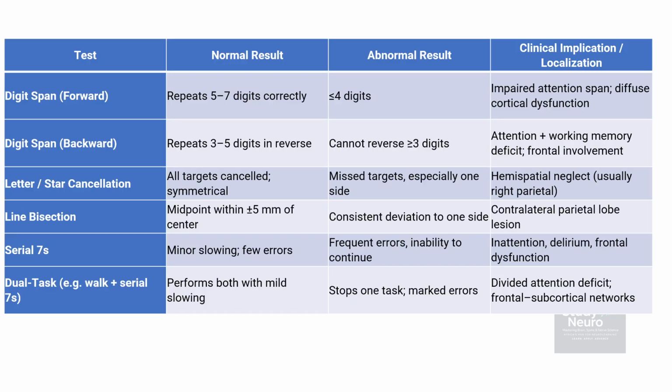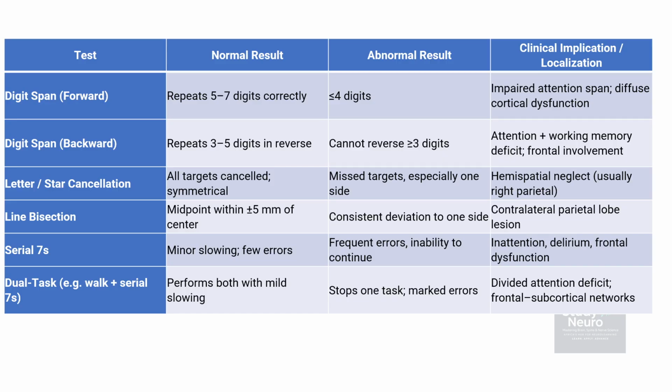Assessing attention involves several simple but informative tasks. Digit span tests basic focus and working memory, with the backward version engaging the frontal lobes. Cancellation tasks and line bisection assess spatial attention. Missing items or consistent line deviations often point to right parietal lesions.